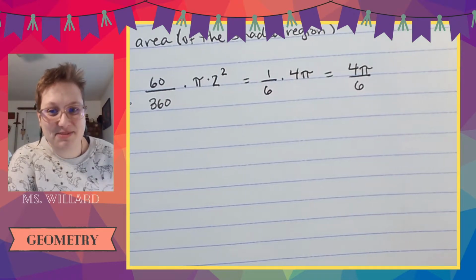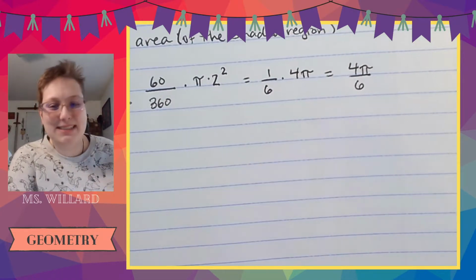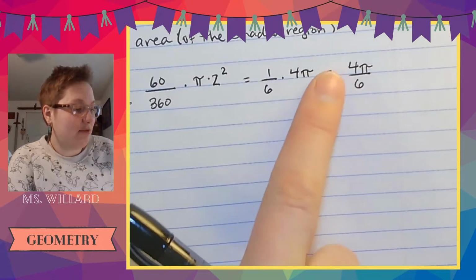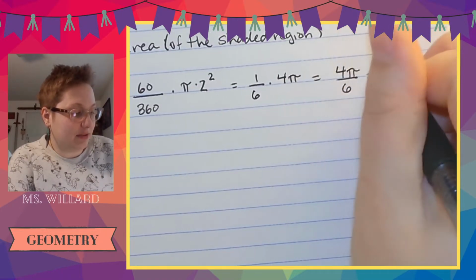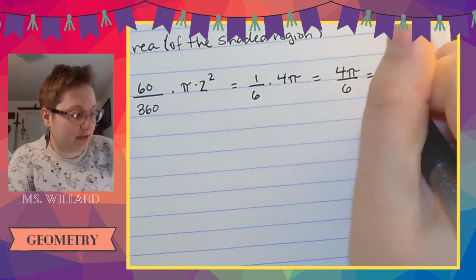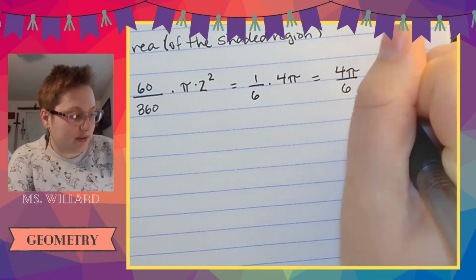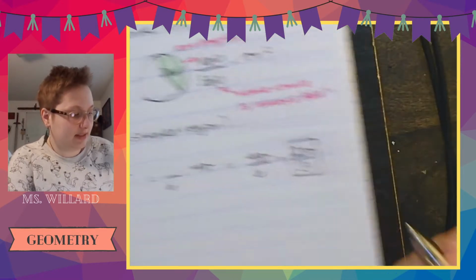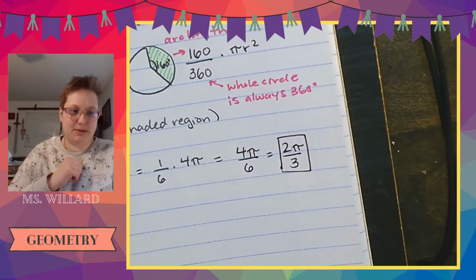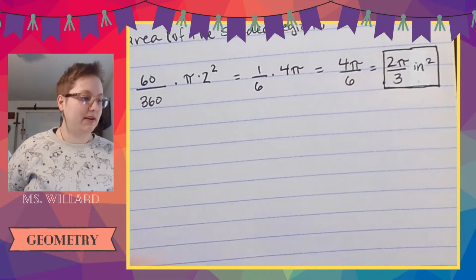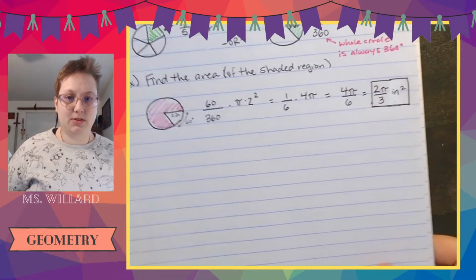This is usually enough. I hate doing this. I just made up numbers, so this is why it's kind of hard. 4 over 6 can be simplified to be 2 over 3. So this is the same thing as 2 pi over 3. So this section of the circle, square inches. See, I always forget this part. All right. So that's how I find the area of a part of a circle.